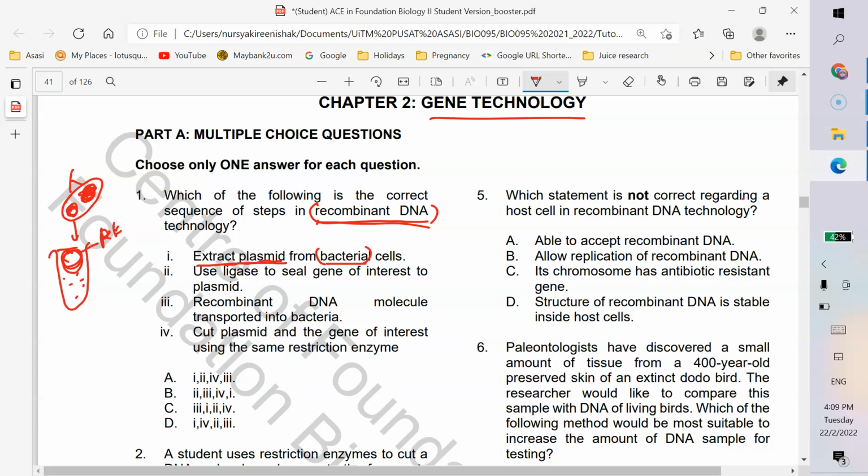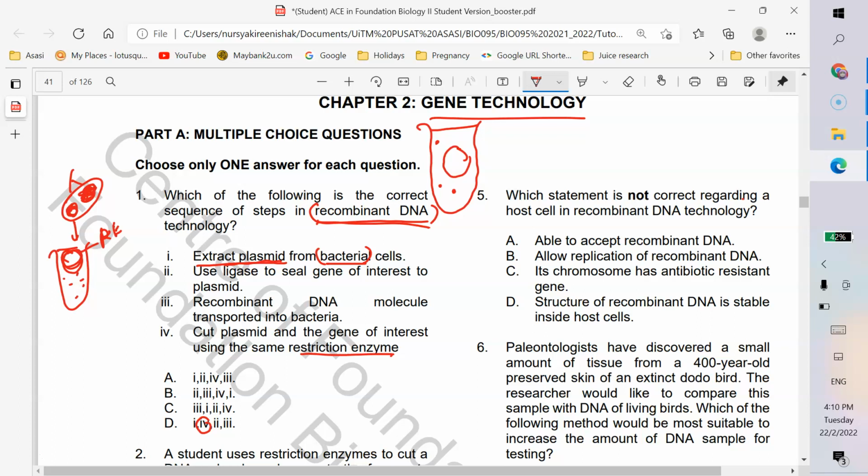sources. Okay, so satu, awak ambil plasmid daripada bacteria, you place the plasmid that you have isolated from bacteria cell, put the plasmid inside a test tube, and then you are going to mix with restriction enzymes. Okay, restriction enzyme yang ni. Yang step yang kedua ni adalah cut plasmid and gene of interest using the same enzyme.